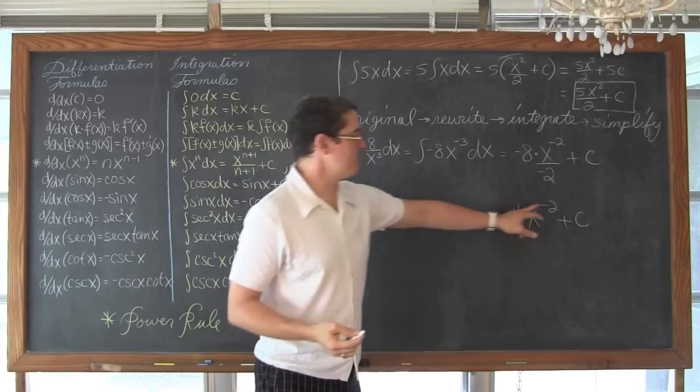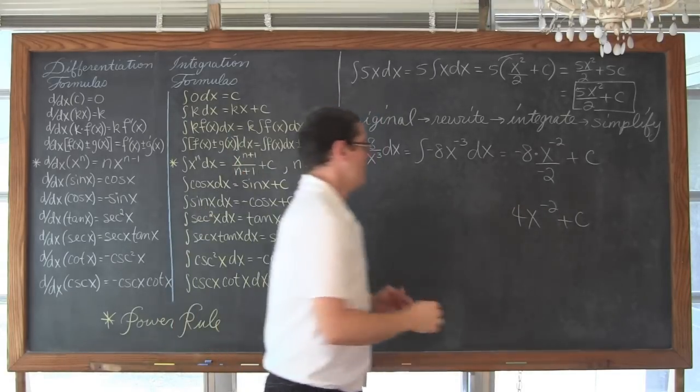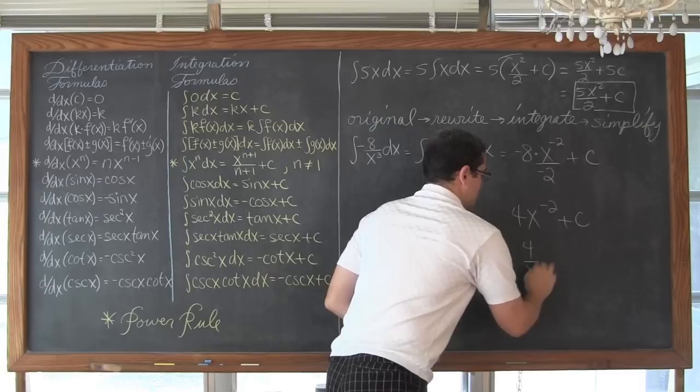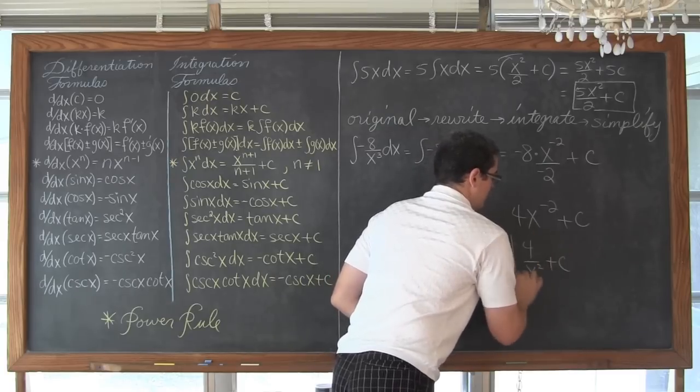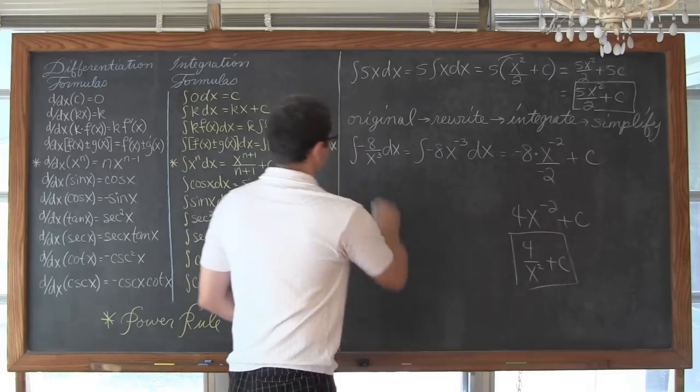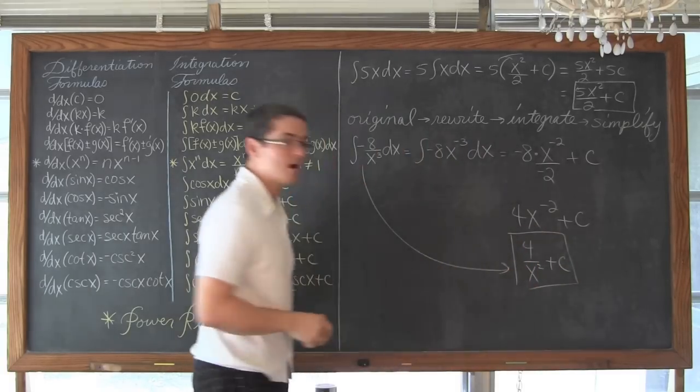And we're going to write this so we don't have a negative exponent, and have 4 over x squared plus c. This is the answer to our original problem.